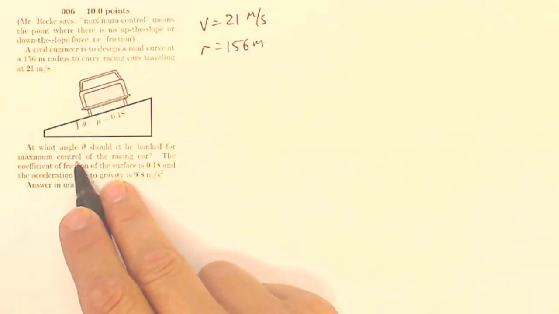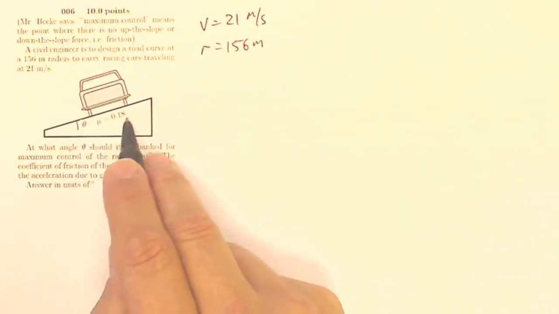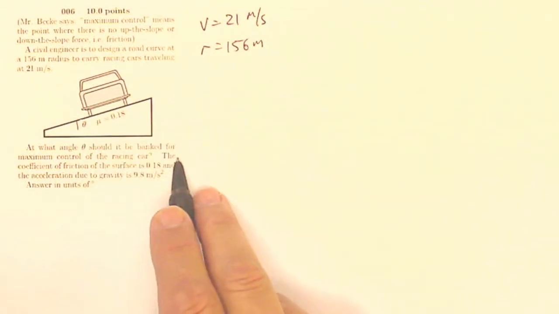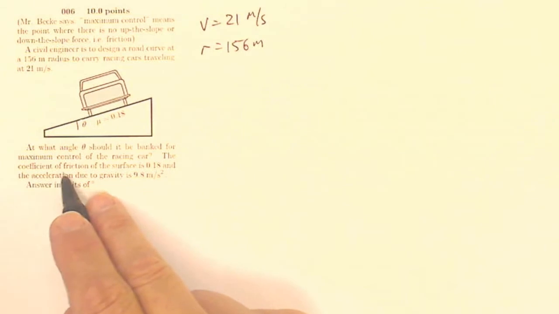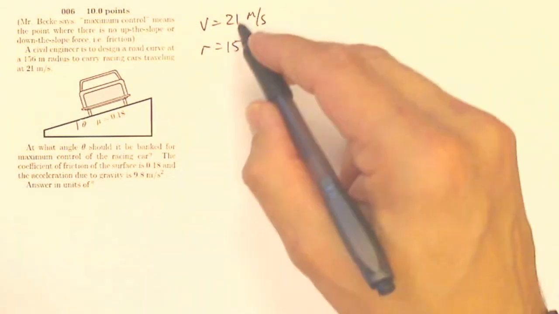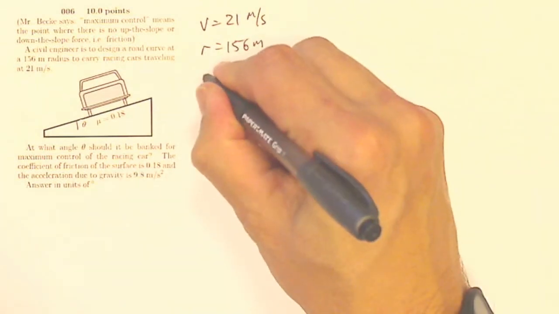Well, maximum control, that would be when it doesn't have a natural pull up or down the hill. So even if I forgot about the coefficient of friction, I want to treat this as a frictionless problem. So I don't even care that the coefficient of friction is 0.18, but I do care that gravity is 9.8. So I've got my velocity and my radius, and I'm looking for theta.